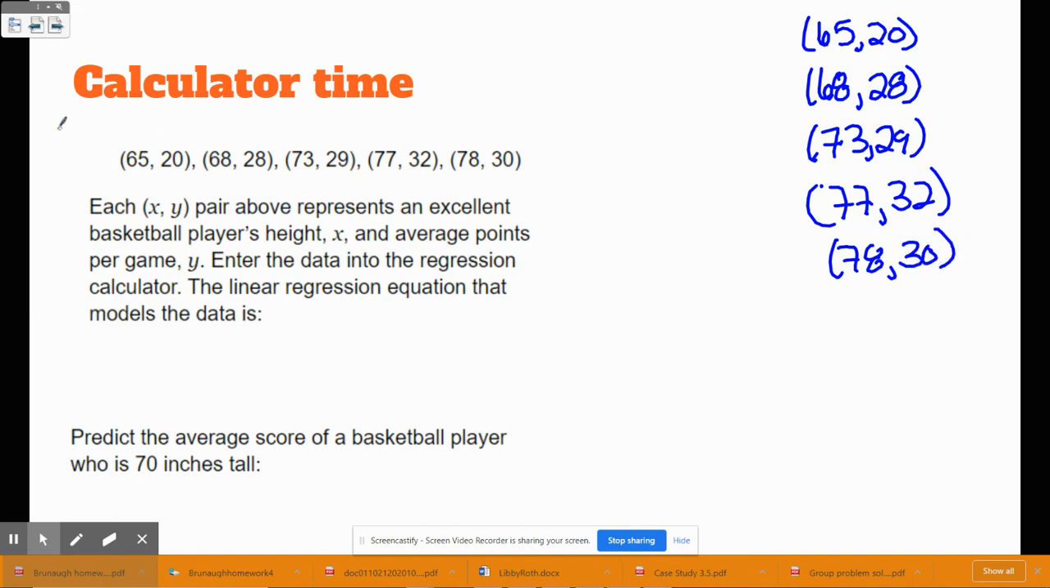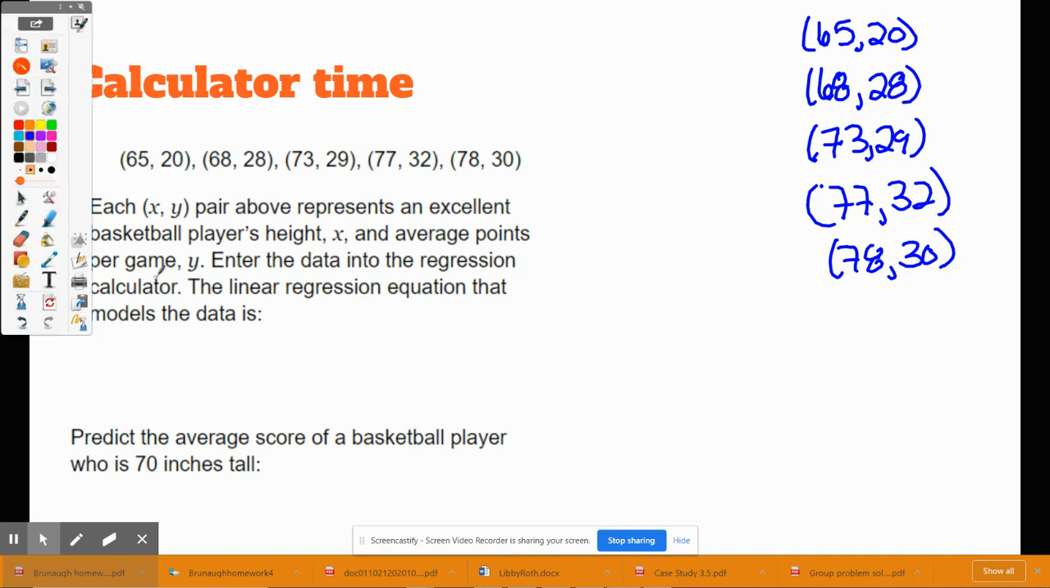Okay, so each pair represents an excellent basketball player's height and the points per game. So the height and the points per game. And they said it's going to be a linear regression model. Basically, I'm going to guess the taller you are, the more points you have, but let's see what happens here. Okay, so let me get my calculator out.